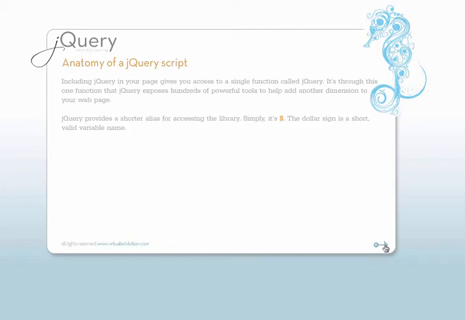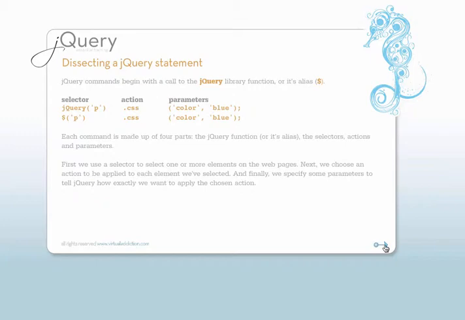Let's dissect a jQuery statement. The jQuery command begins with a call to the jQuery function, or its alias. This is just an example of the same jQuery statement using the full function name in the first example and the alias in the second example. Each command is made up of 4 parts: the jQuery function or its alias, its selectors, in this case we're using the paragraph, its action, and the parameters.